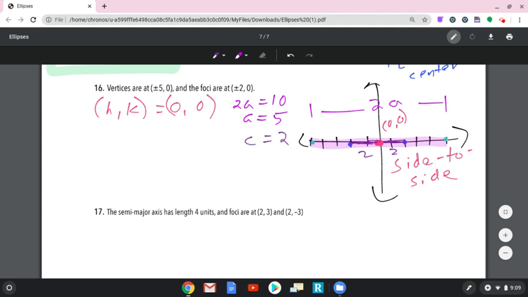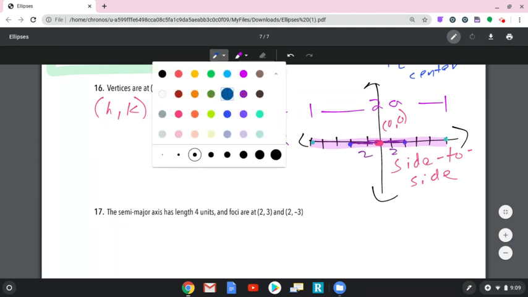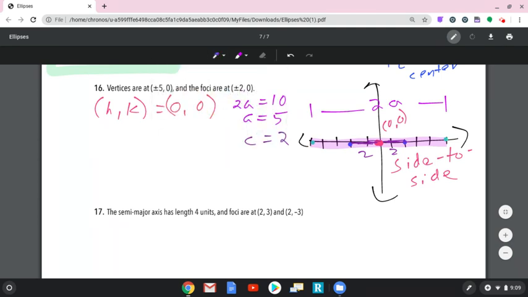So once we know A and C, we can use those values to help us find B squared, because I know C squared is equivalent to A squared minus B squared. So again, I have 2 squared, which is 4, equals A squared, which is 25, minus B squared. I'm going to add B squared and then subtract 4 to get B squared is equivalent to 21. Now, I do not have to find B because B squared is what is in my equation of the ellipse.